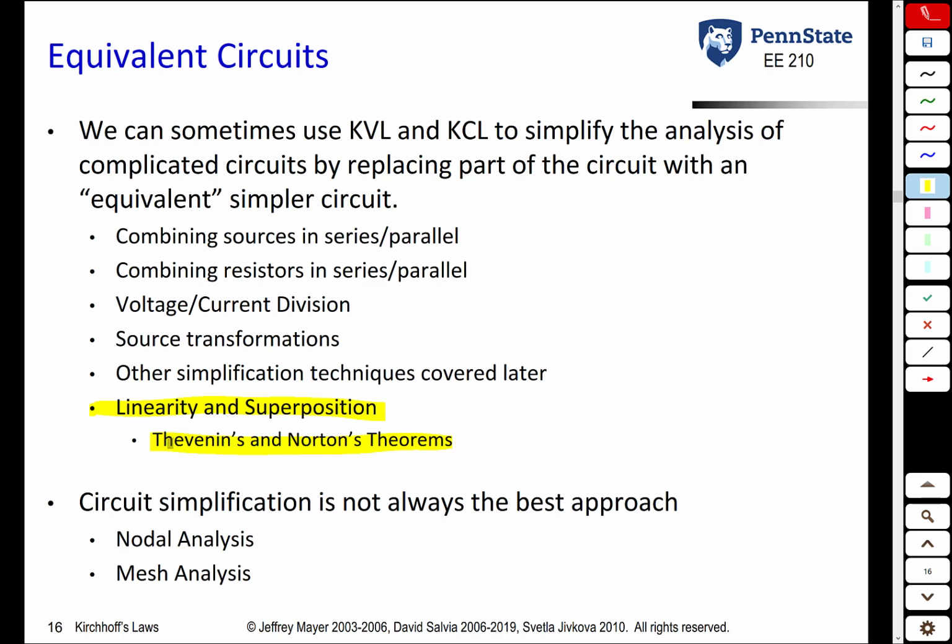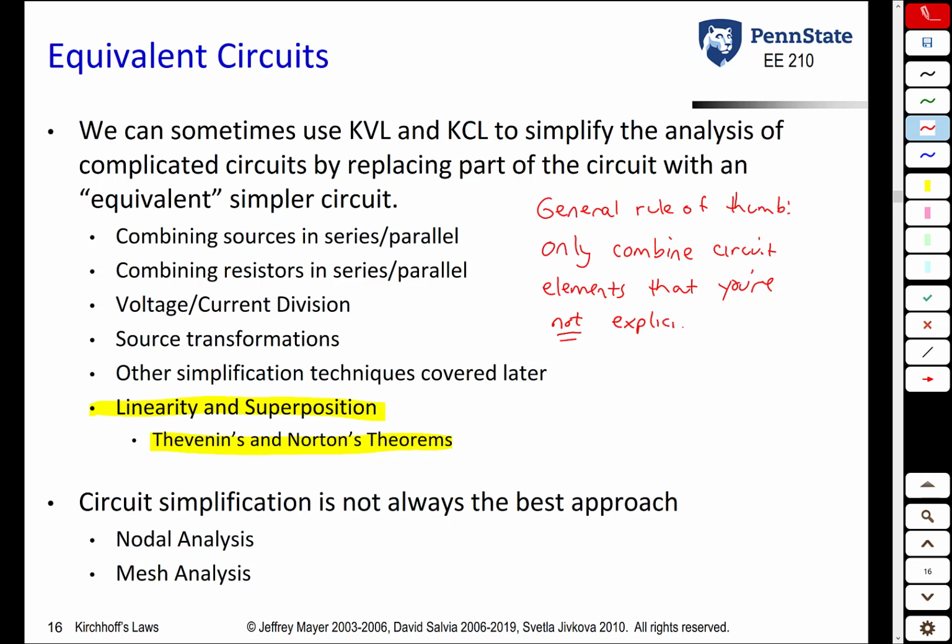A general rule of thumb in solving circuits by coming up with equivalent circuits is you only want to combine elements that you're not explicitly interested in if possible. And we're going to see this in some examples. So general rule of thumb is to only combine circuit elements that you're not explicitly interested in if possible.